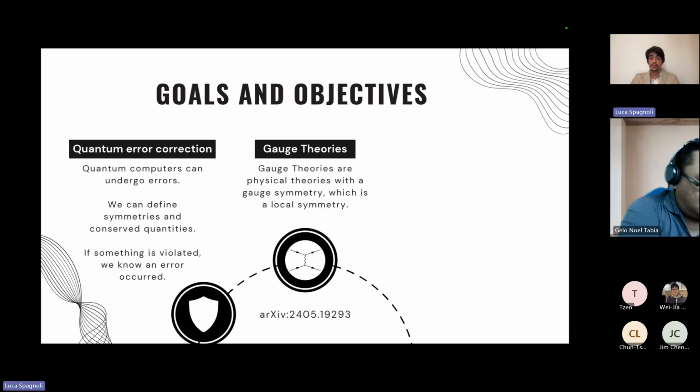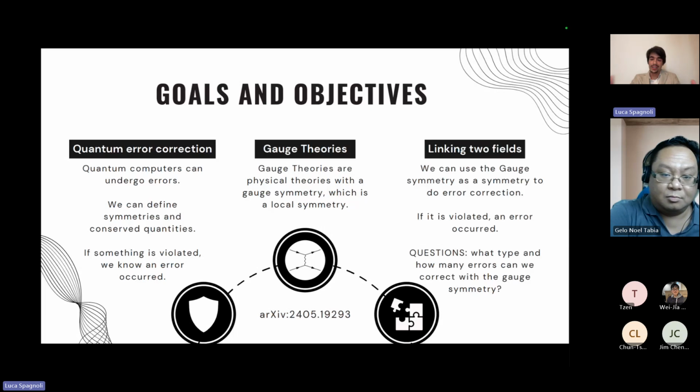On the other hand, we have gauge theories, which are physical theories with a gauge symmetry. Complicated words to say it is a theory with a local symmetry, a symmetry that has to be conserved everywhere in space. In every point of space, we have this symmetry. Again, if it is not conserved somewhere in the calculation, then something happened. And here you can see the connection between the two fields. The idea behind the paper is to use the gauge symmetry to do error correction.